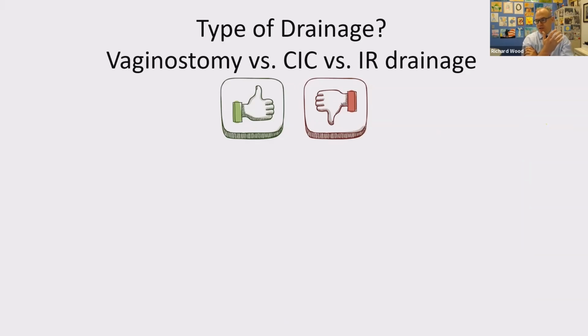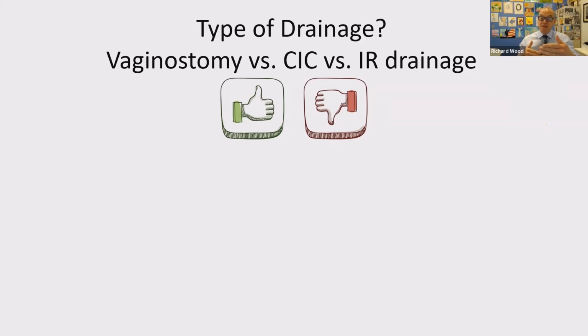So the question then becomes, if you have a newborn baby with cloaca who has a hydrocolpos, how are you going to deal with it? Are you going to do a surgical vaginostomy at the time of your colostomy? Are you going to do intermittent catheterization of the perineum, or are you going to do interventional radiology drainage or surgical drainage with a tube?